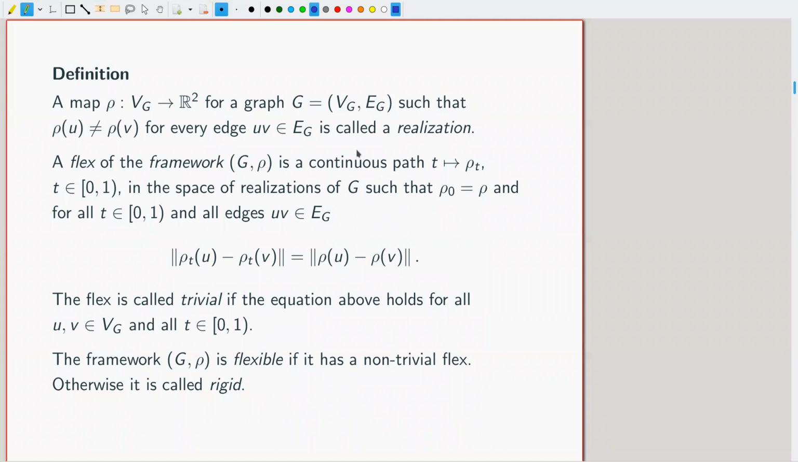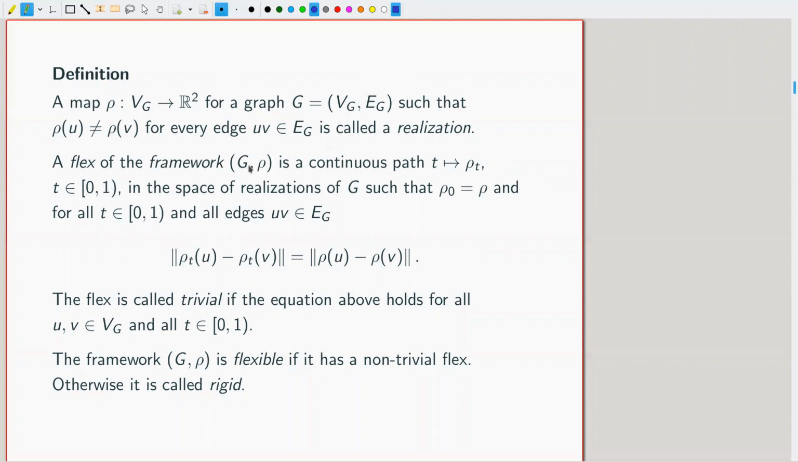Just to stop hand waving about what it means that something is rigid or flexible, let me give some definitions. We have a graph with vertex set VG and edge set EG, and we have a map from the vertex set to the plane, R^2. For non-adjacent vertices, there is no restriction. For adjacent vertices, for every edge UV, we require that the endpoints are mapped to different points in the plane. So we do not allow edges of zero length. Edges are always of positive length. Such a map we call a realization.